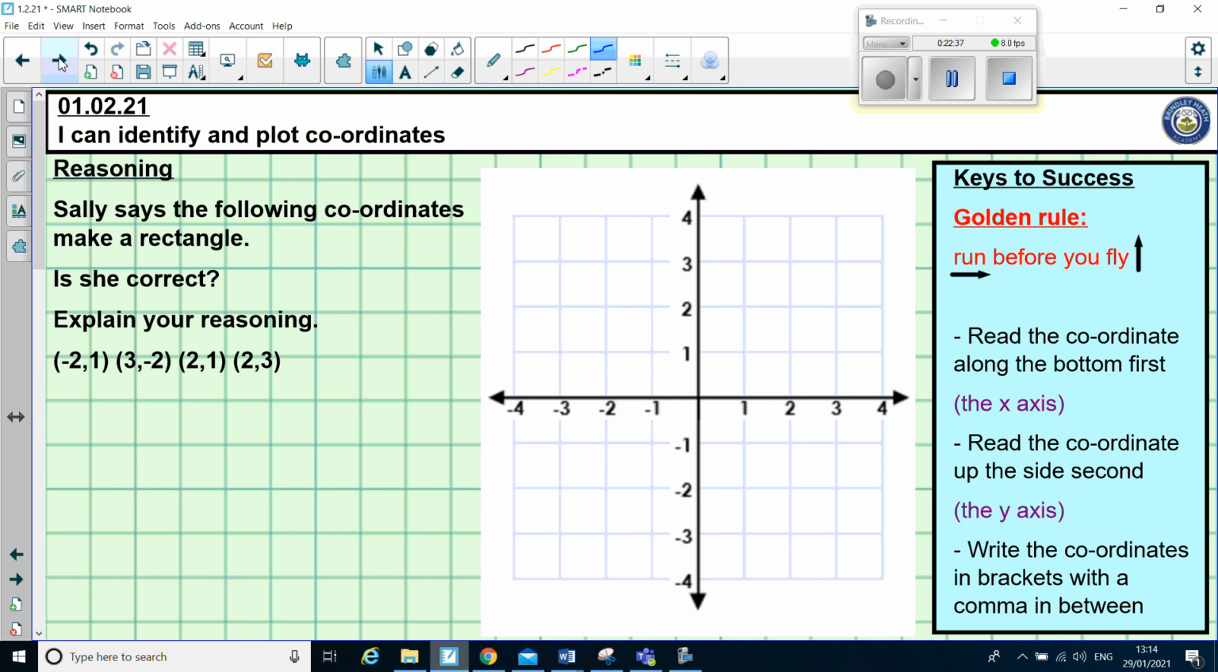Okay then, hopefully you've got on all right on maths.co.uk. Our reasoning question that we're going to look at today then says, Sally says, the following coordinates make a rectangle. Is she correct? Explain your reasoning. Okay, pause the video now and try to write your answer to that question. You might need to draw yourself out a coordinate grid to help you work out that answer.